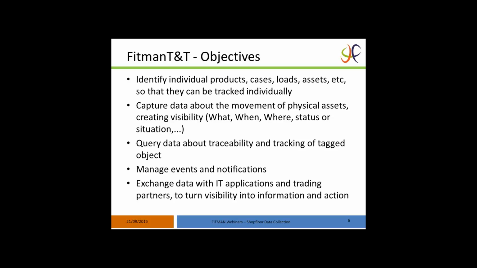Then, the main objective is to develop this model, this component. We'll be able to identify individual products, cases, lots, assets, etc. So this kind of individual product can be tracked individually through the whole life cycle. We can capture data about the movement of these physical assets, creating visibility for the different parts or departments of the factory, or also between the different headquarters of the factories. We are going to know what, when, where, and also the status or situation of the specific product.